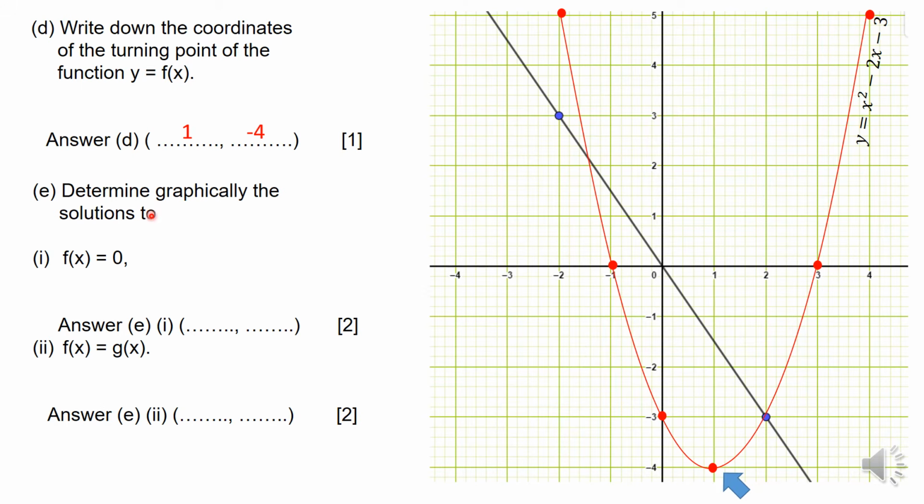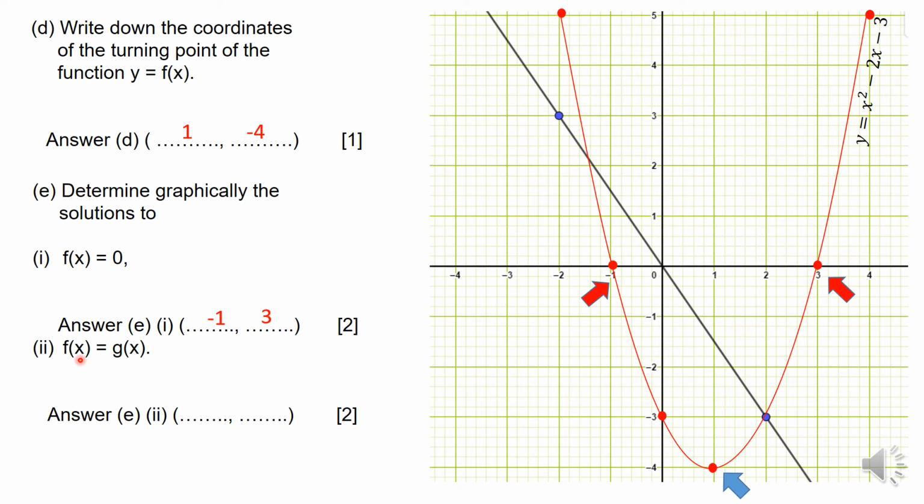And we are supposed to determine graphically the solutions to f of x is equal to 0. That means where this parabola is 0, that means where y is equal to 0, where the graph cuts the x-axis. And those are those points. One is -1 and the other one is 3, no matter which one you give first. Those are the values of x when the function x squared minus 2x minus 3 is equal to 0.